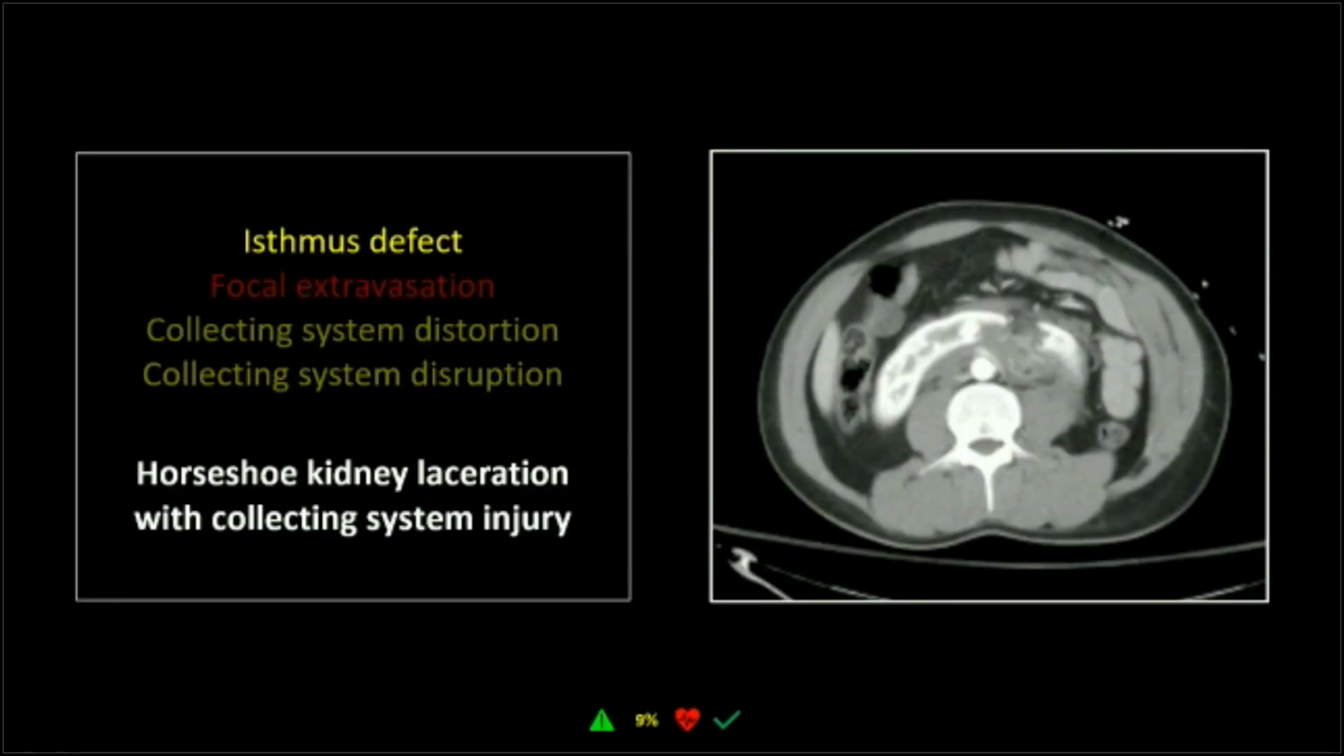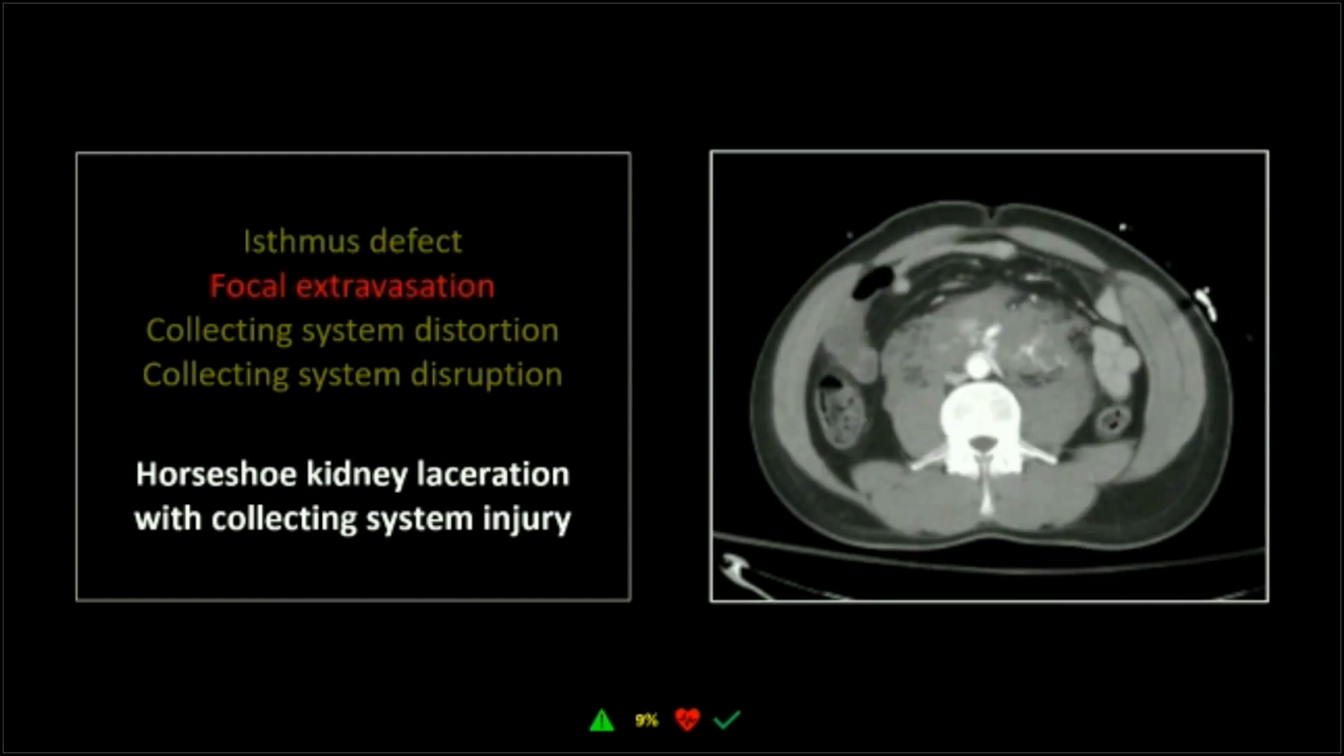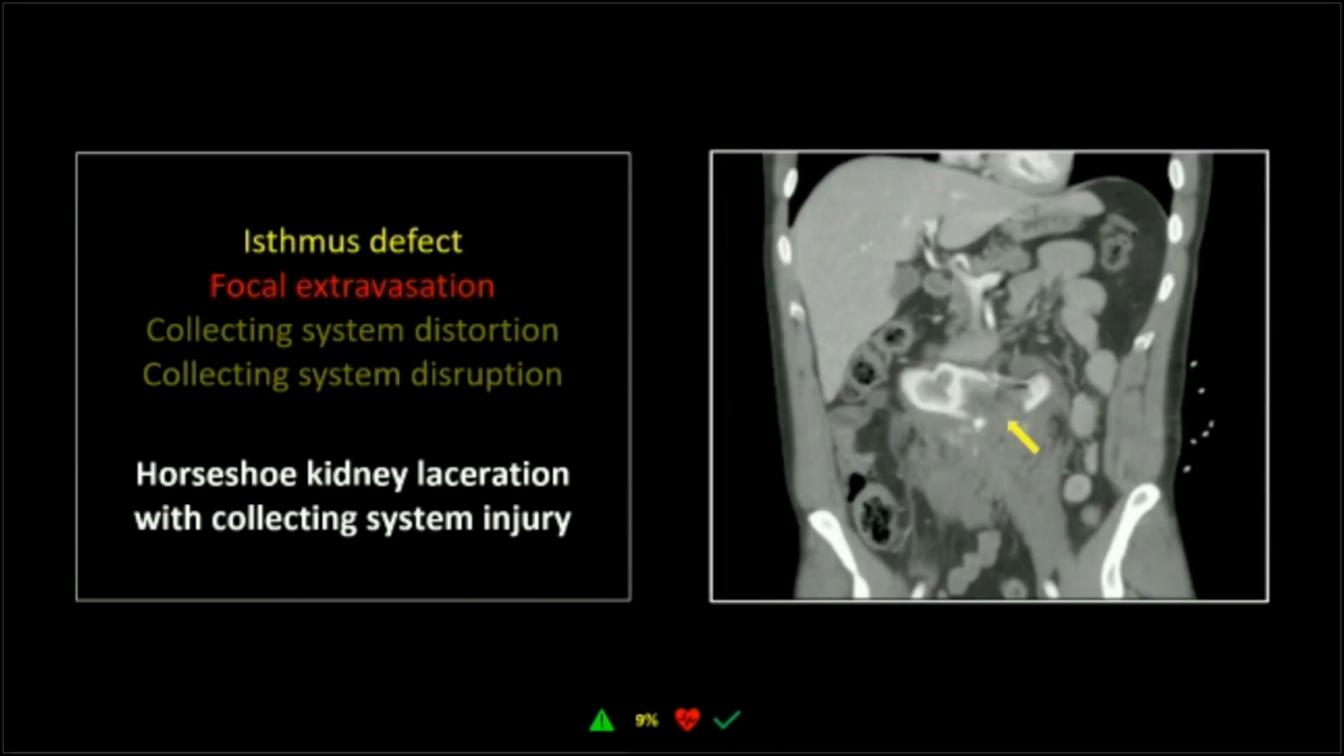Everybody knows that horseshoe kidney is particularly predisposed to lacerations, other traumatic injuries. And this is just a great example of it. You can see this huge defect. It's a very thick parenchymal isthmus to this horseshoe kidney, and it's torn right in half, and there's plenty of extravasation and a lot of retroperitoneal hemorrhage associated with this. And here you can see the gap there and the hemorrhage arising from it.